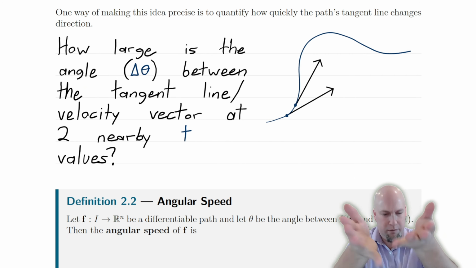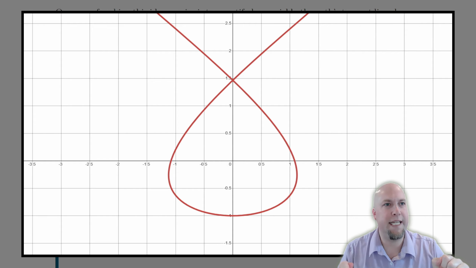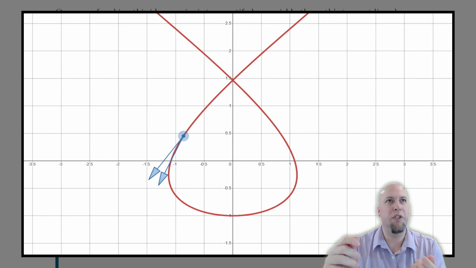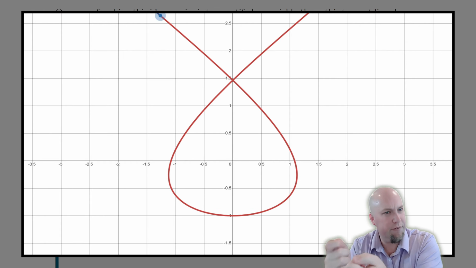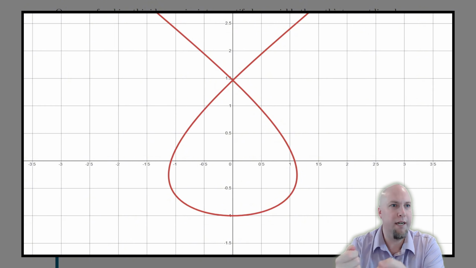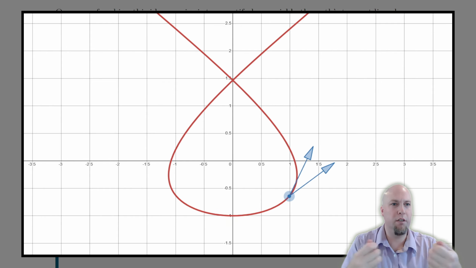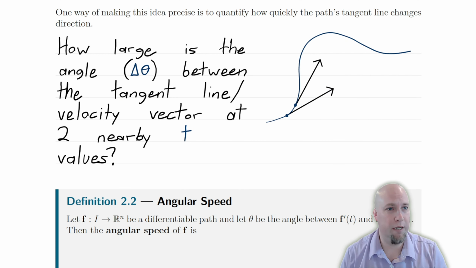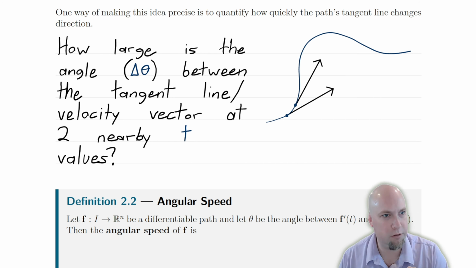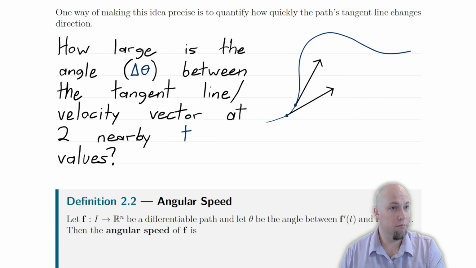We've got an animation here based on images like this. Hopefully it seems fairly believable that if the curve is very bendy, then over even reasonably small time frames, the direction of that tangent vector, of that velocity vector, can change quite a bit. Whereas if the path is quite straight, then that velocity vector is not going to change direction very much, even over slightly larger periods of time. So it's this angle between nearby velocity vectors that's going to serve as our quantification of how quickly the particle is changing direction, what we're going to call angular speed.